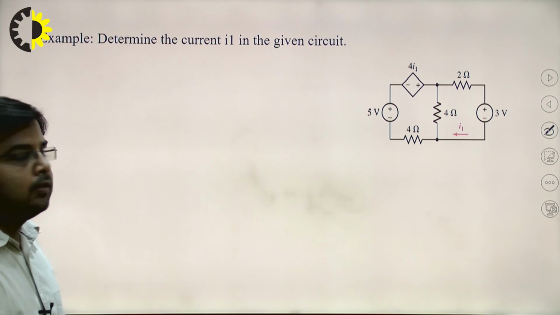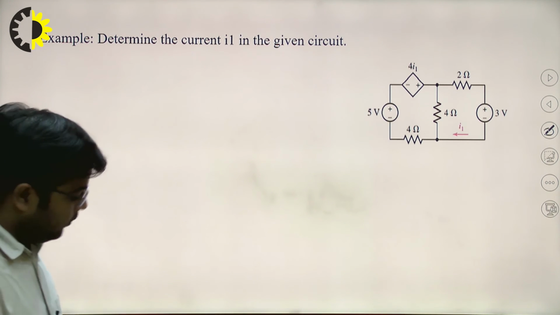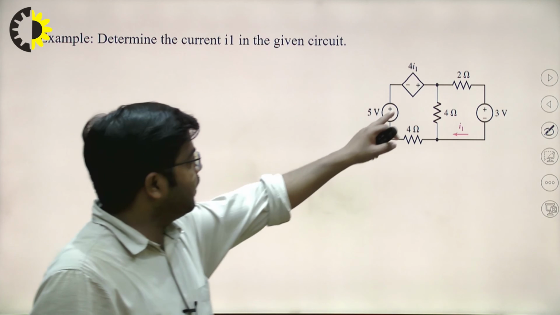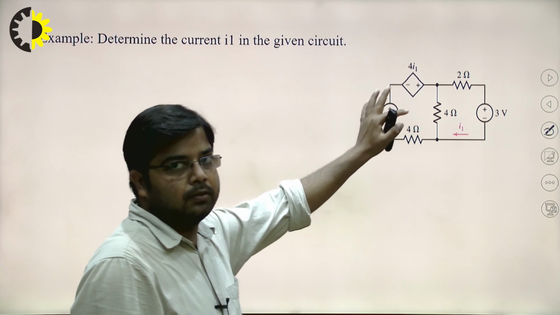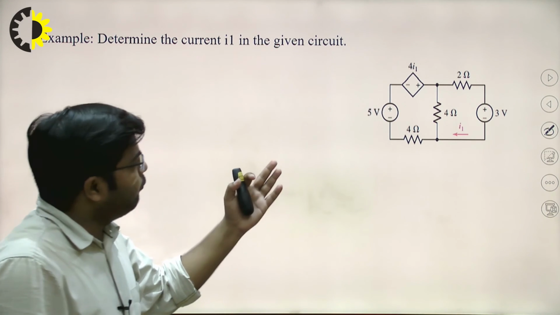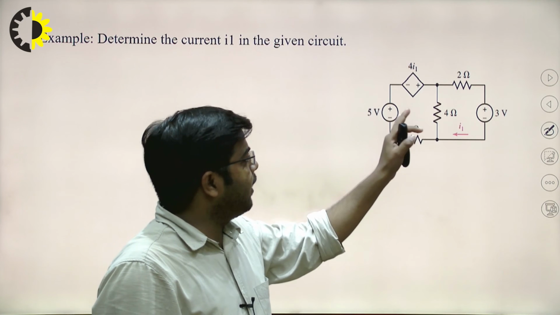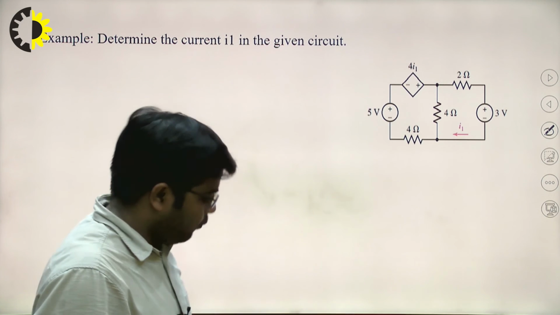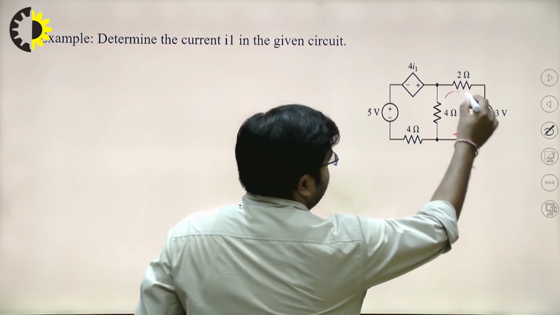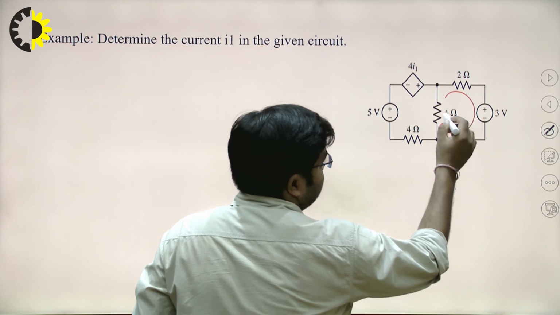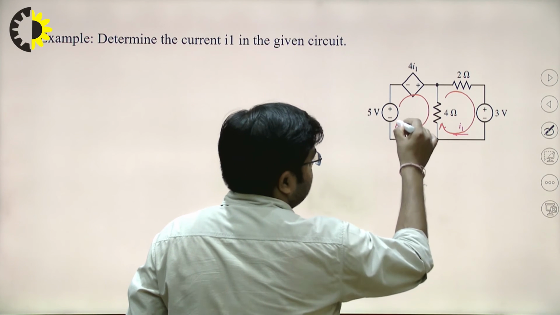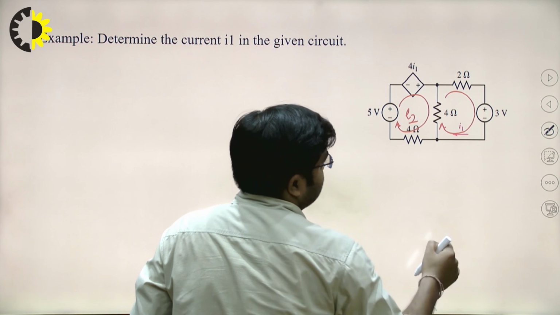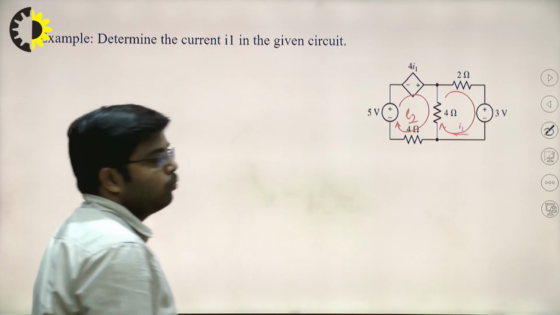Repeat. So let's see this example. In this example, you can see here the dependent voltage source is present. So again, you can find out this loop mesh current I1 and I2 by using mesh analysis. So first, find the number of loop. So this is the mesh 1 and this is mesh 2. Suppose the current I2 is through mesh 2 and this I1 is the current through mesh 1.